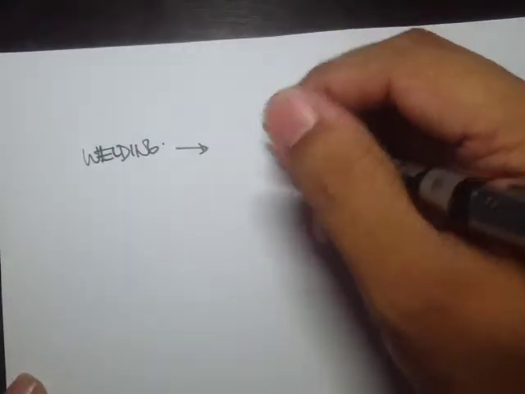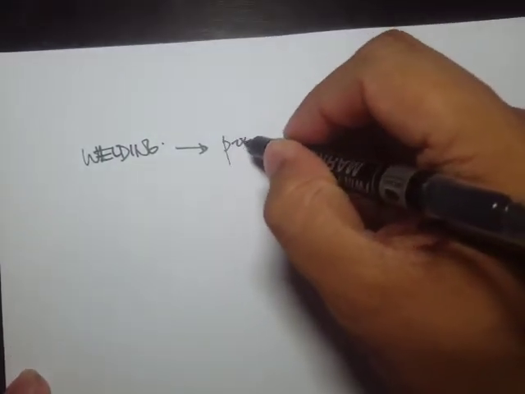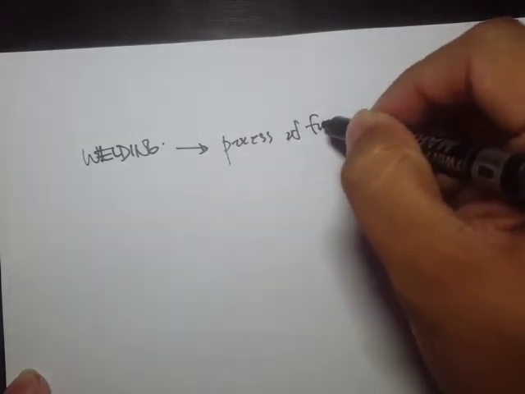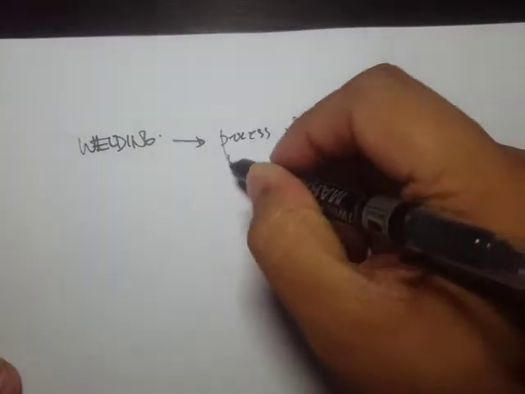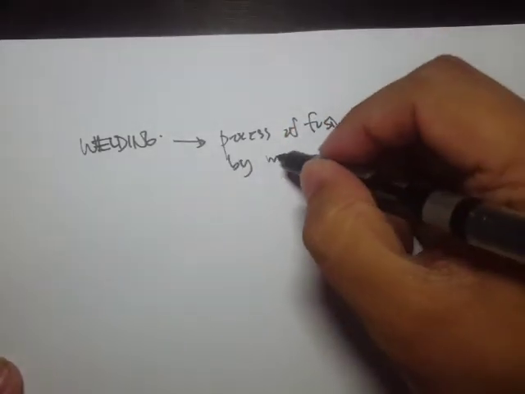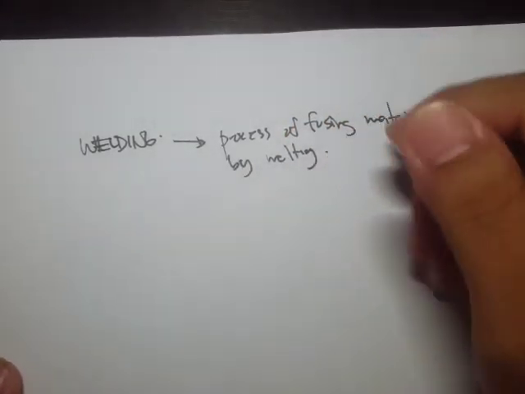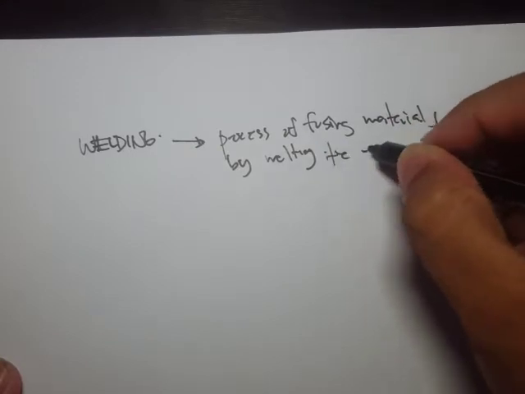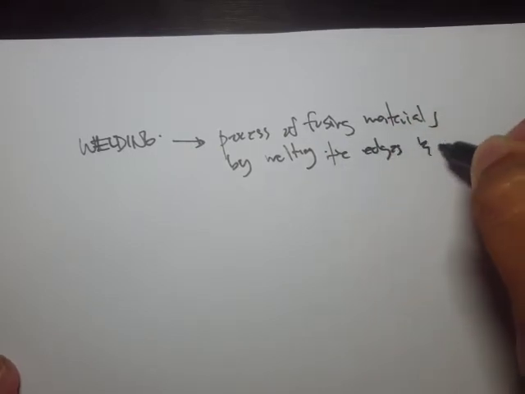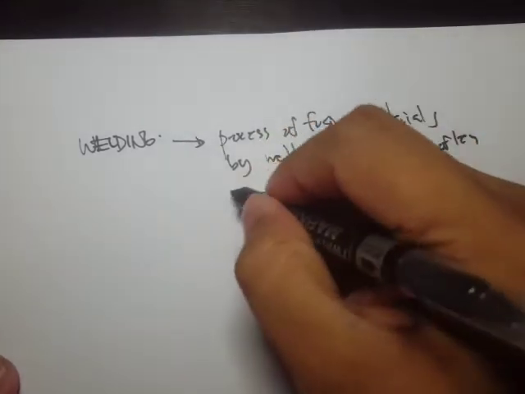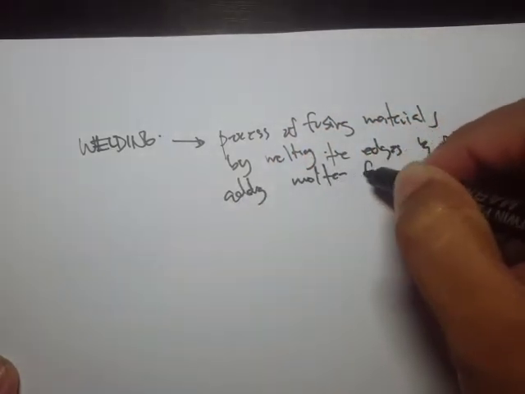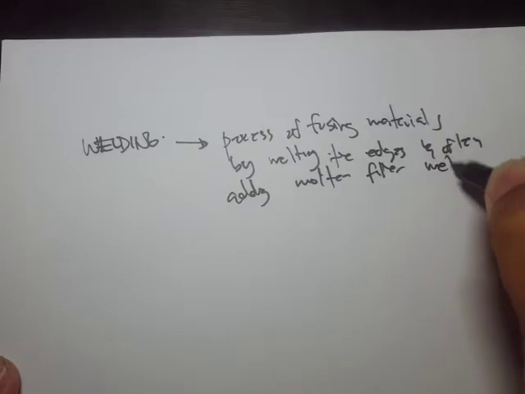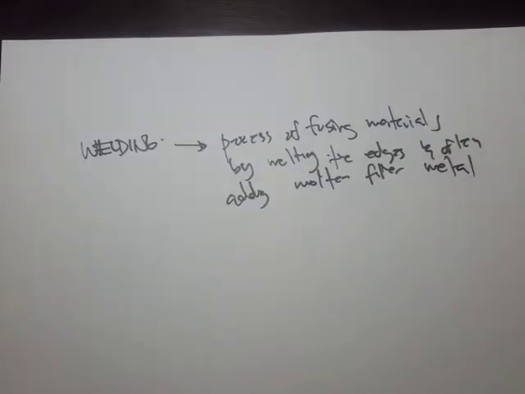Welding is a process of fusing materials by melting the edges and often adding molten filler material, or filler metal.